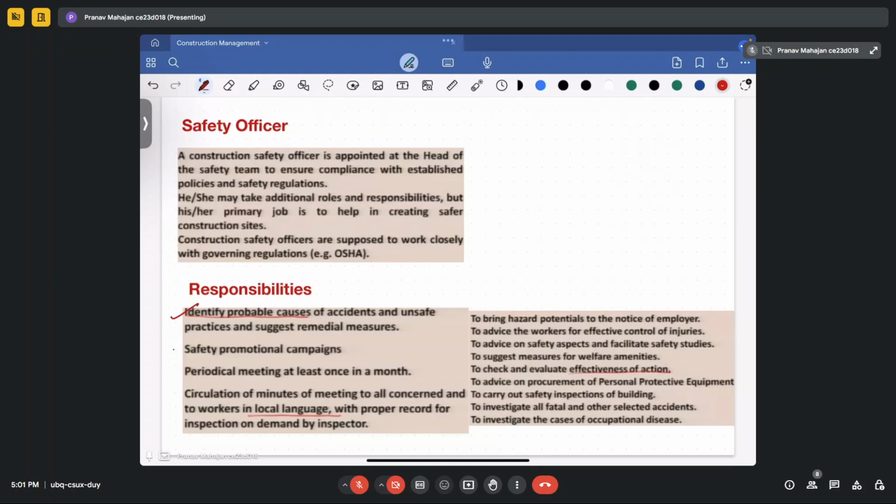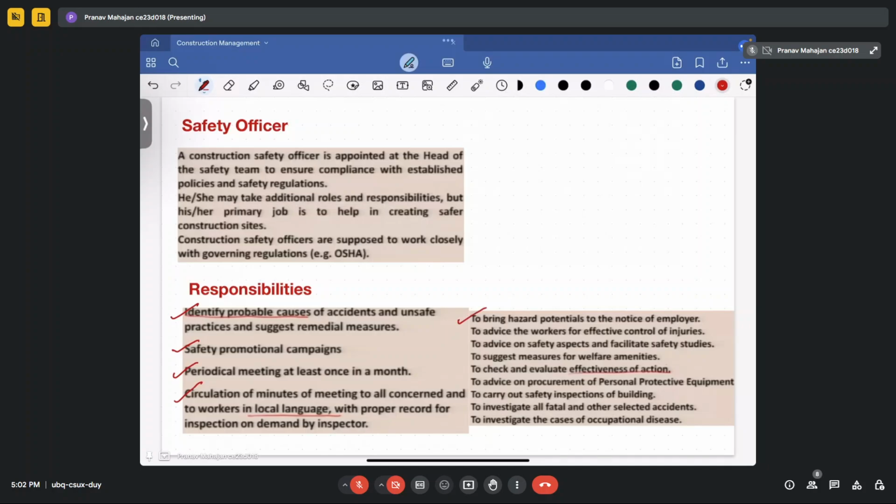Second is carrying out safety campaigns at regular intervals. Third is periodically holding meetings with all the workers involved in carrying out such activities. Fourth is circulation of the minutes of the meetings to the workers in their own language so that they will get familiar with the threats that are involved in carrying out such activities.